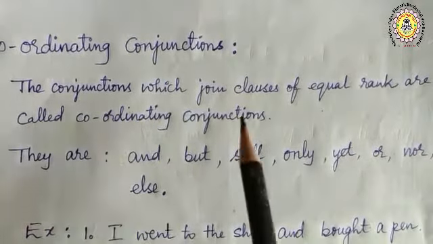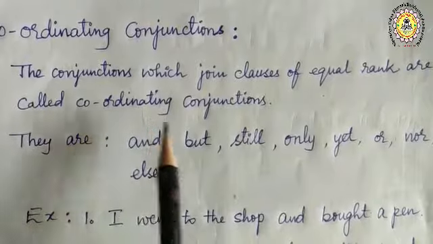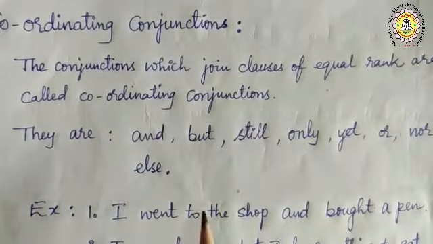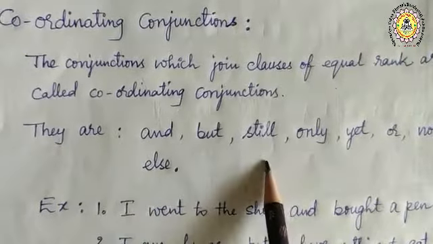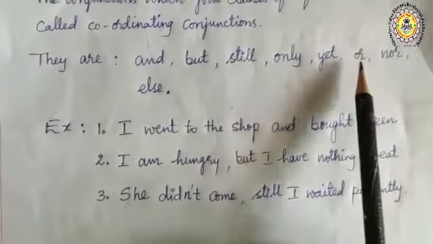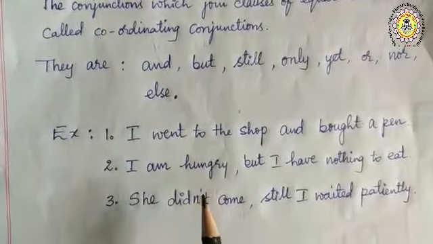The conjunctions which join clauses of equal rank are called coordinating conjunctions. We make coordinating conjunctions by using and, but, still, only, yet, or, nor, else. Now let us see some examples.